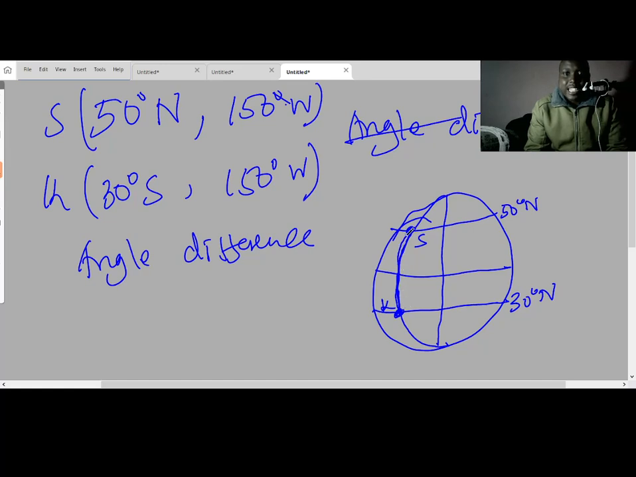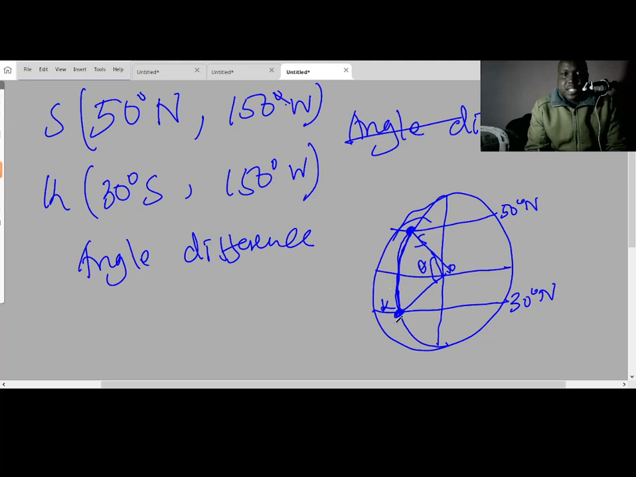So where does the angle come in? The center is here at the 0. So we are finding the angle difference. This is the angle difference theta. If they are coming to the center, it means they are on a great circle.